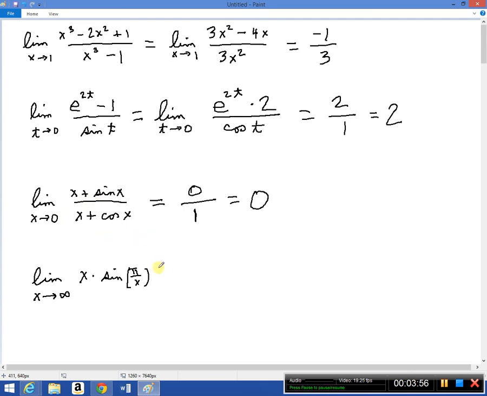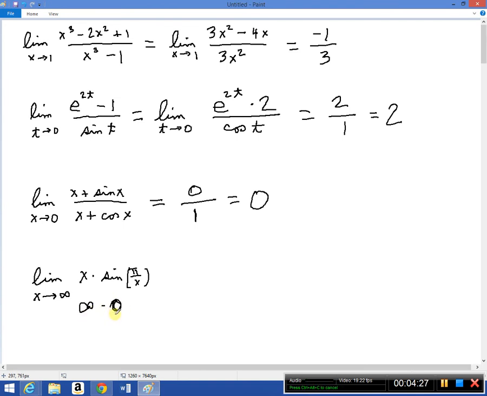Okay, next problem. As x approaches infinity, obviously x gets large. Here we have to think about it a little bit. As x gets large, pi over x is getting small. So that goes to 0. And as the argument of the sine goes to 0, sine of something going to 0 also goes to 0. So this term is going to 0 while this term goes to infinity. So we're dealing with an infinity times 0 situation. And this is an indeterminate form.